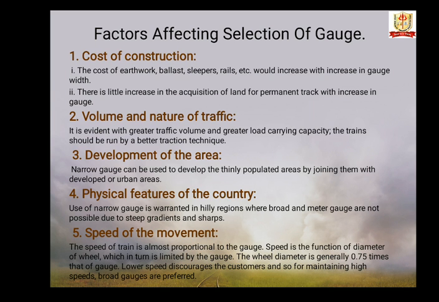Okay, then speed of movement. The speed of a train is almost proportional to the gauge. The speed is a function of the diameter of wheels, which in turn is limited by the gauge. The wheel diameter is generally 0.75 times that of the gauge. Low speed discourages the customers, and so for maintaining high speeds, broad gauges are preferred.